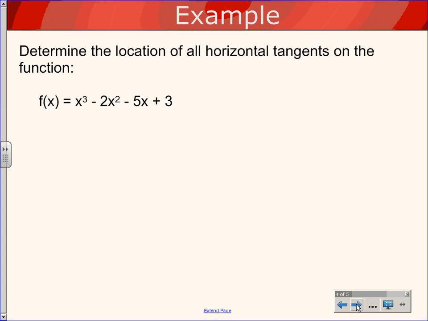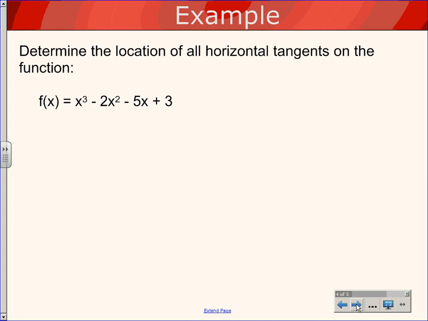Okay, last one for us. This is now a problem at least. It's a cubic function, and it says determine the location of all horizontal tangents on the function.